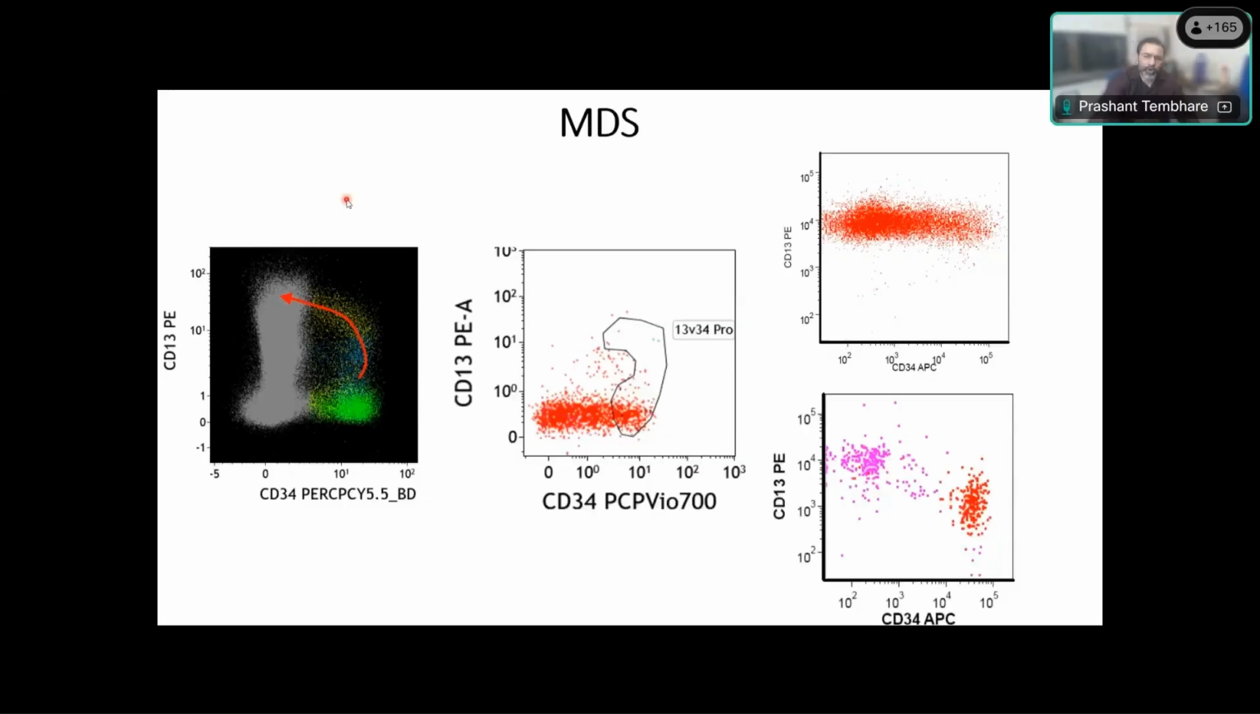Just to show you, I have already shown you the examples of CMML, polycythemia vera, as well as primary myelofibrosis. But this is an example of MDS where you can see the loss of CD13 or overexpression of CD13, which I have also shown you earlier.